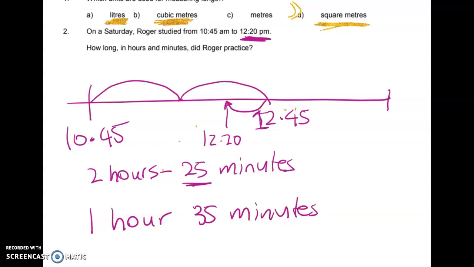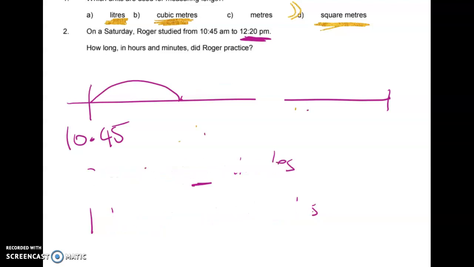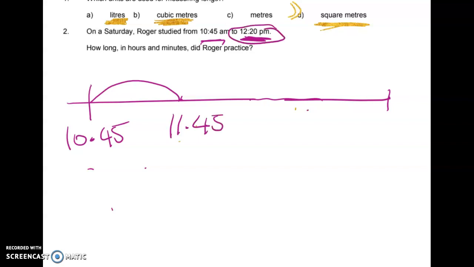Or the other way I could do it using the number line is this. Let's get rid of all of this, and we'll get rid of that bit there. I could go up in blocks of an hour, right? So I'm at 10:45, starting here. I go to 11:45, and I see that I just want to go to 12:20. So we can hop to the next hour, which is here at 12.